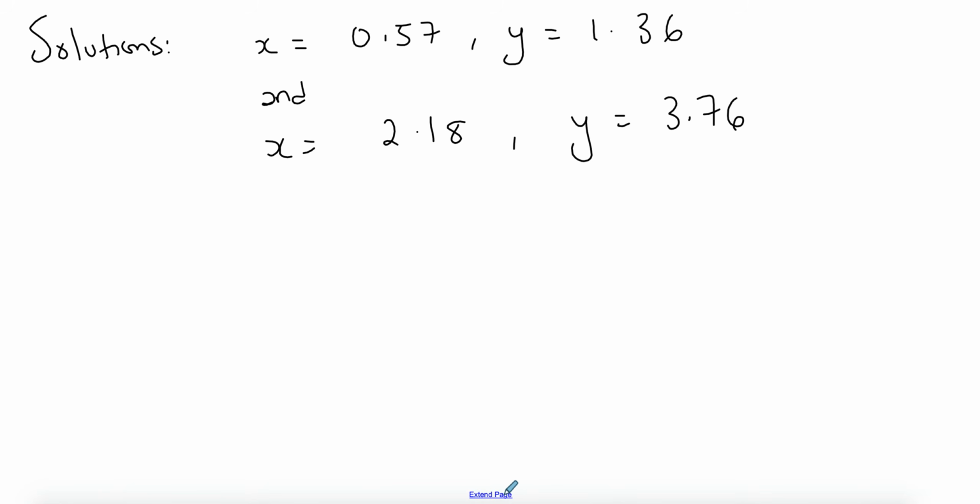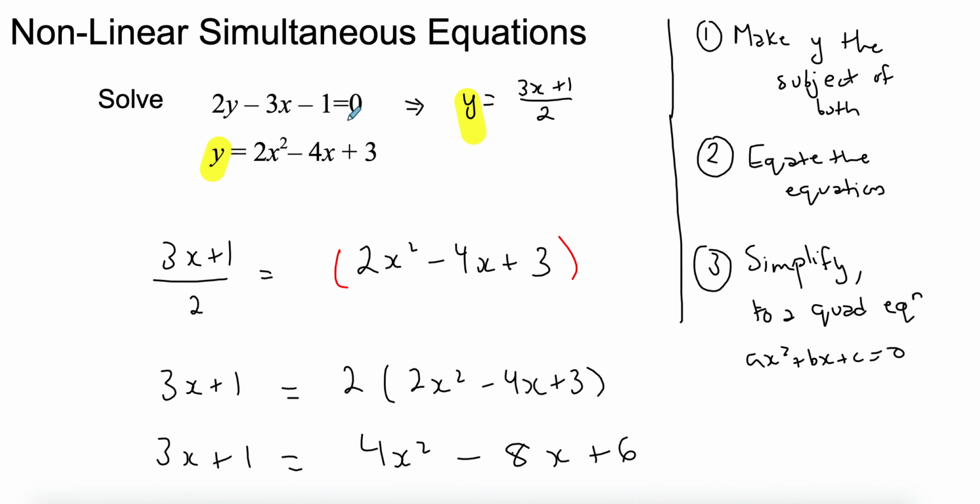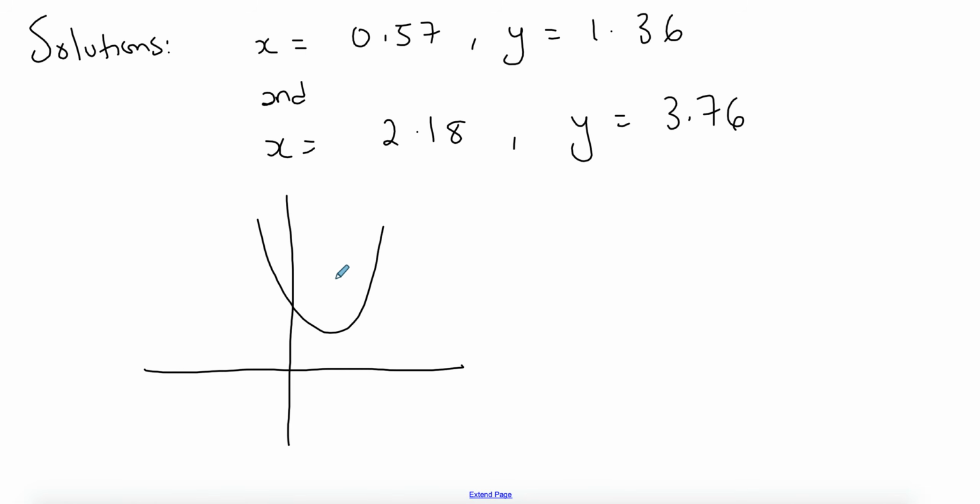What does this actually look like? So you're used to only getting one answer for simultaneous equations. For a quadratic, what you have is one is a linear line and one is a quadratic. So the quadratic is actually this, this is your quadratic. So this is this equation. And then our linear line was this one.